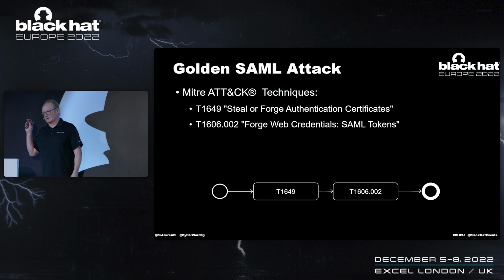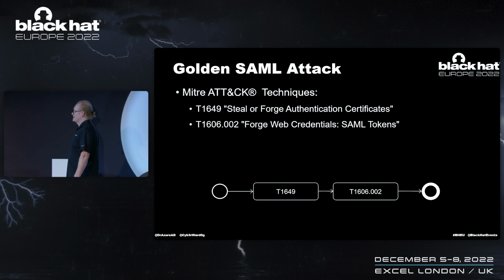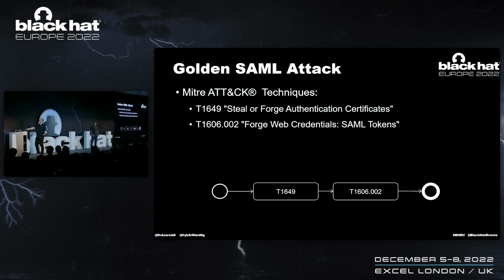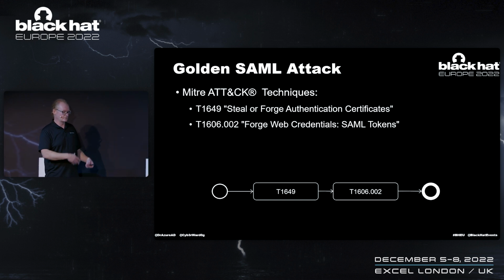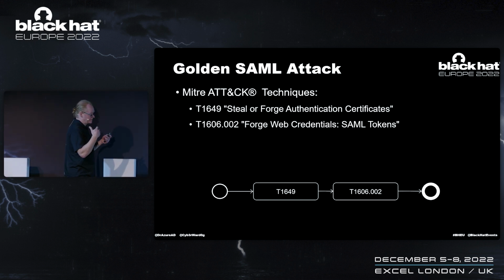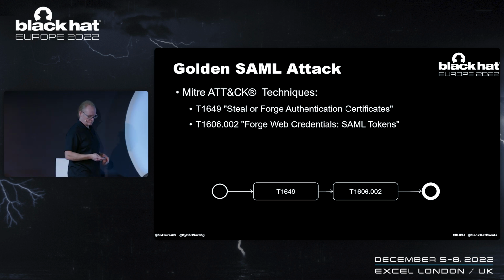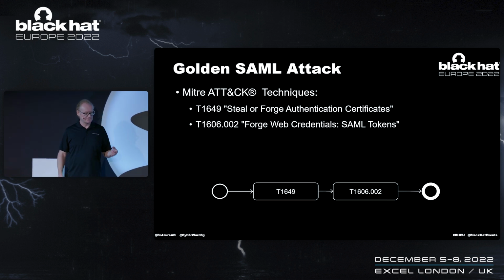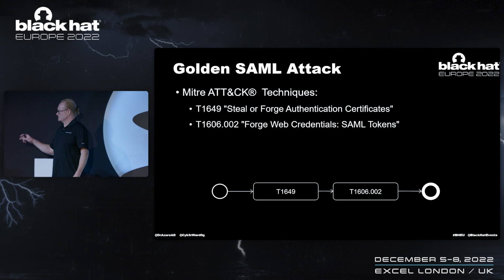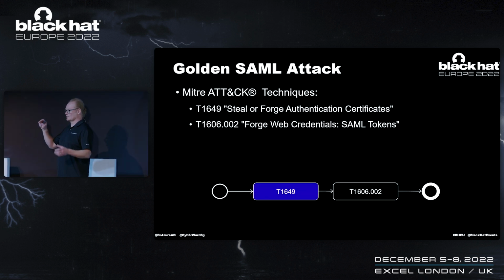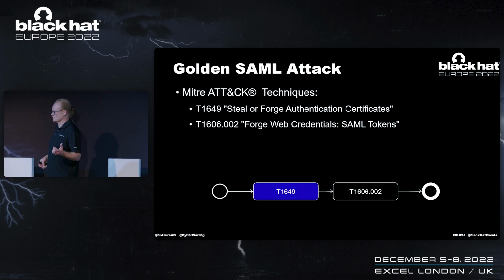And one slide about the golden SAML attack. It is using 2 MITRE techniques. First we're going to steal certificates, and then with those certificates we are going to forge SAML tokens. In order for this to work, you need to have the token signing certificate from that identity provider, regardless of what it is. In this case, we are going to focus on the first one. So how can we steal that certificate? There are different ways to do that.